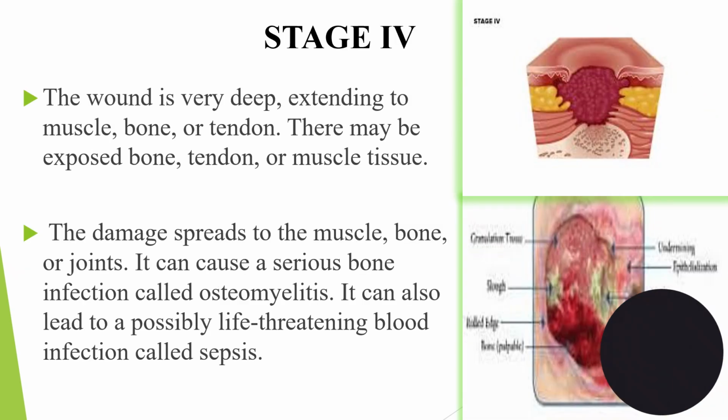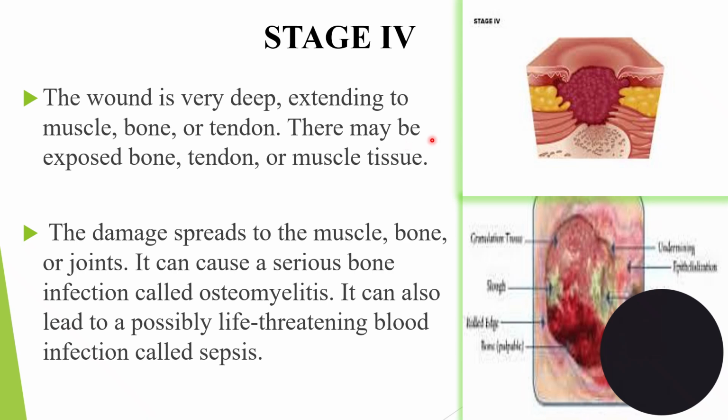Come to stage 4. In stage 4, the wound is very deep, extending to the muscle, bone or tendon. There may be exposed bone, tendon or muscle tissue. The damage spreads to the muscle, bone or joints. It can cause a serious bone infection called osteomyelitis. It can also lead to a possible life-threatening blood infection called sepsis.